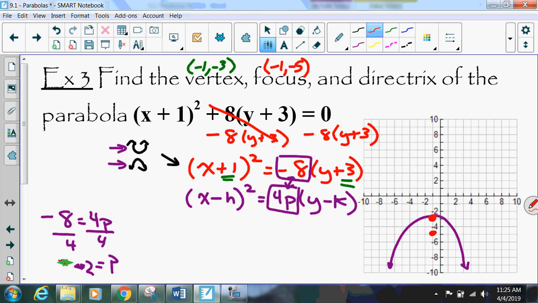And then our directrix needs to be, if the focus was down two, our directrix is going to be up two from the vertex. Remember, the vertex is midway between the focus point and the directrix. So any line that's horizontal starts with y equals, and so the directrix will be y equals, and it goes through -1, so it's y equals -1. All right, are we good? I hope.